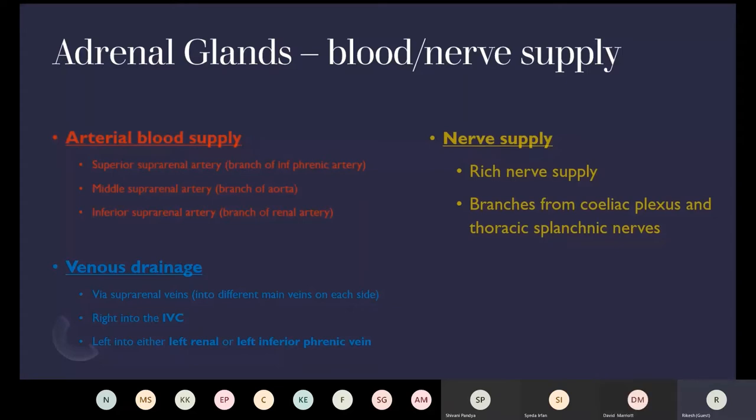And then the venous drainage is via the suprarenal veins, but they drain into different main veins on each side. On the right, it goes straight into the IVC. And on the left-hand side, it drains either into the left renal or the left inferior phrenic vein. In terms of its nerve supply, it's got a really rich nerve supply, and it receives branches from the celiac plexus and thoracic splanchnic nerves.